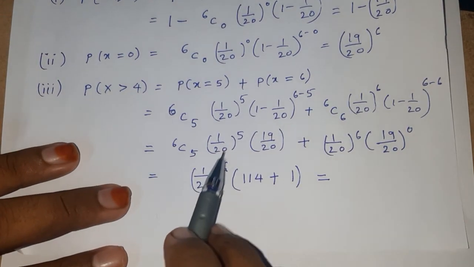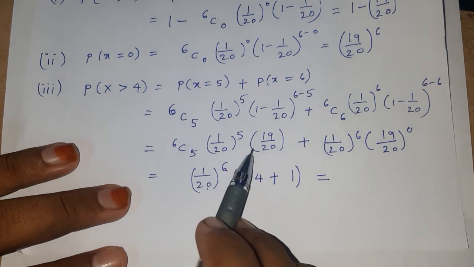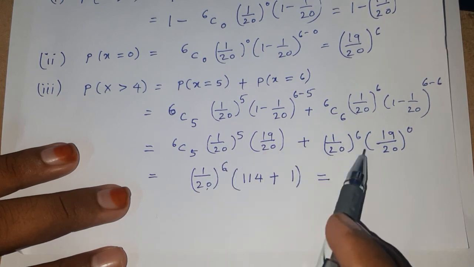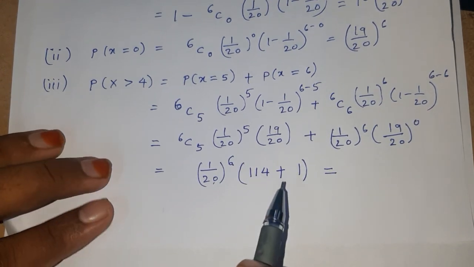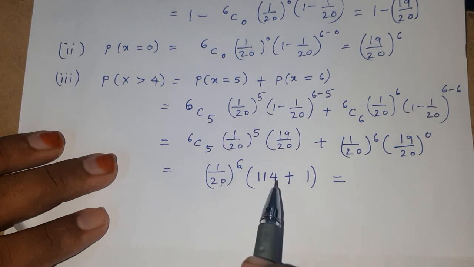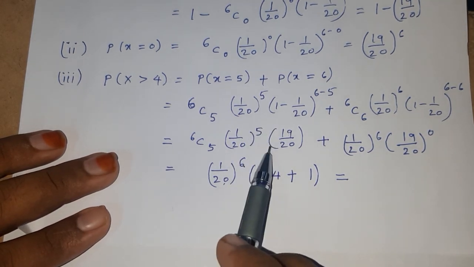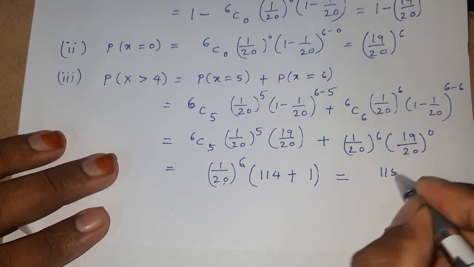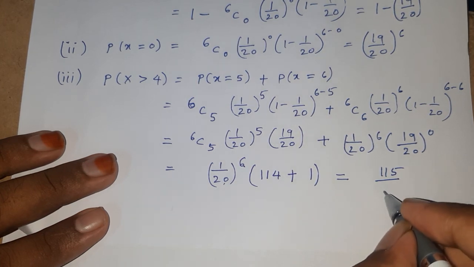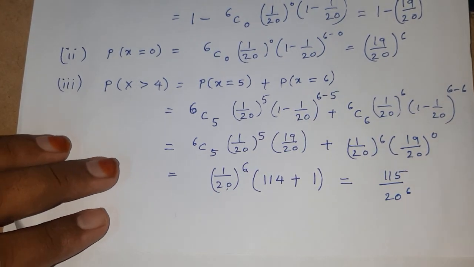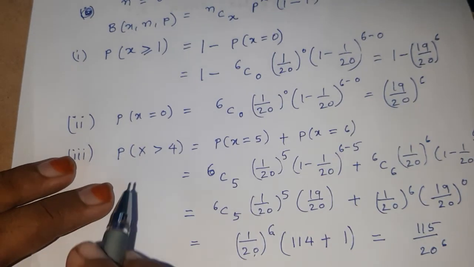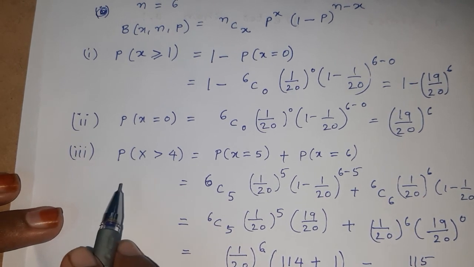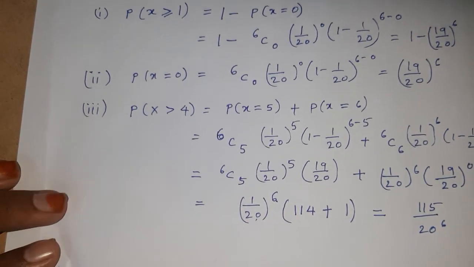Here we have (1/20)^5 and (1/20)^6. (1/20)^6 is common in both of these terms, therefore we have to take it as common. Here we have 114, here we have 1, so that is 115/20^6. It is the probability for having 100 days of life where x is greater than 4.